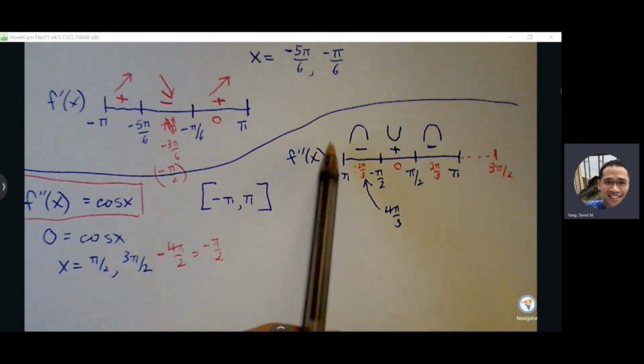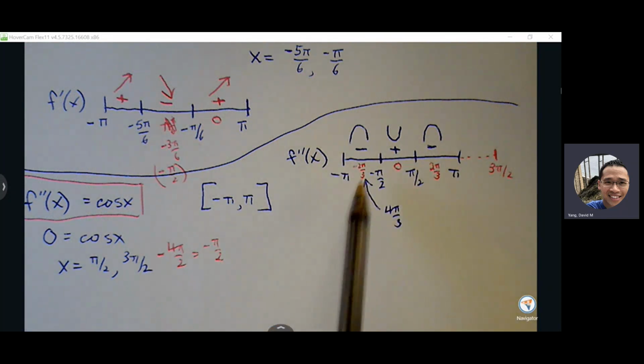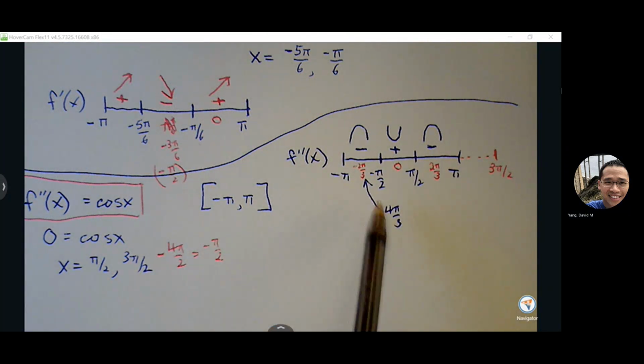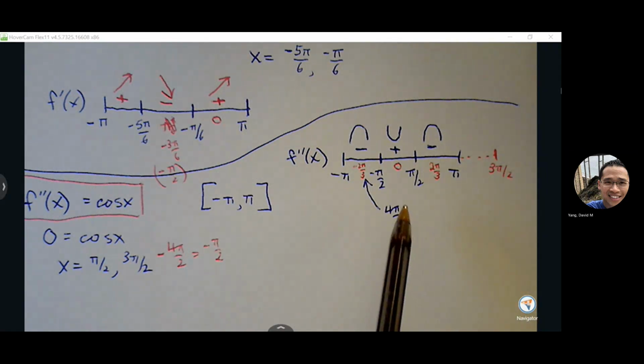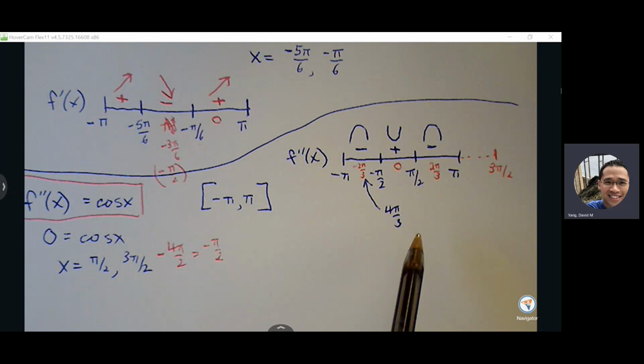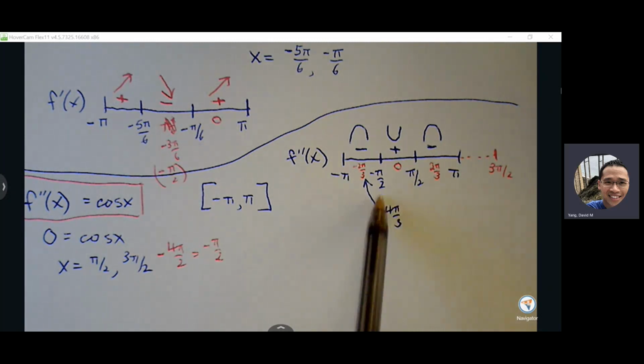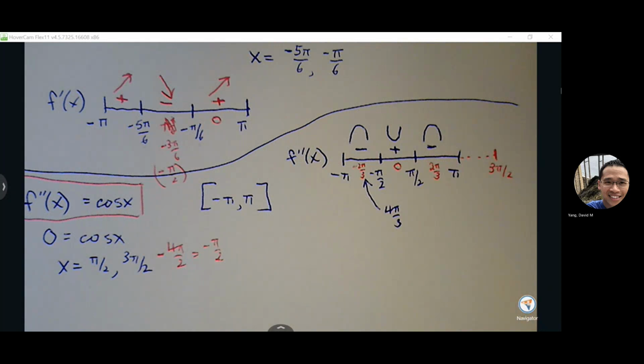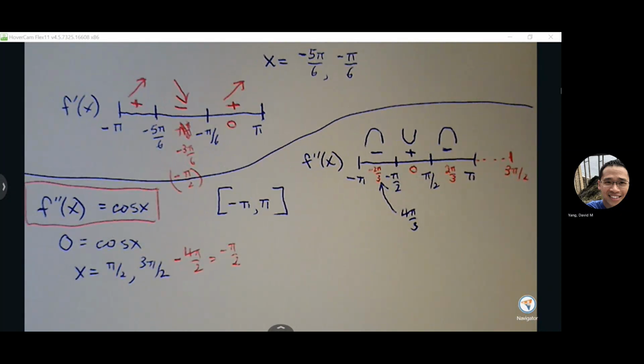So based off of these signs here, what can we conclude? Negative pi over 2 and pi over 2 are the points of inflection. Good, we have 2 points of inflection. Okay, we're ready to sketch our graph.